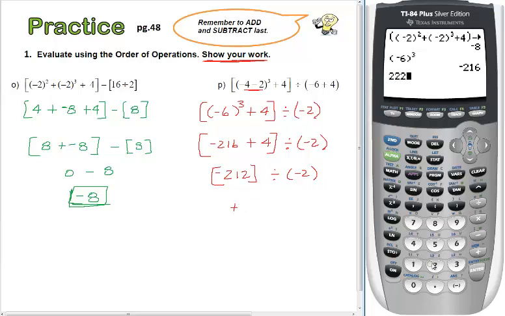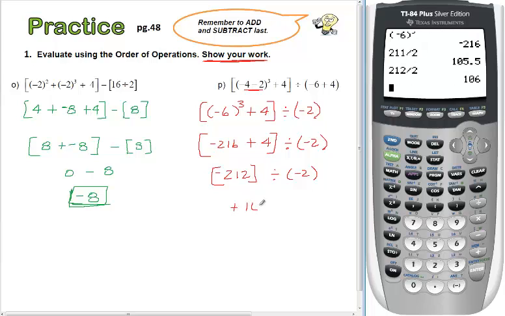212 divided by 2. I'm having trouble with the 1. The 1 is not coming up. There we go. 212 divided by 2, and that'll give us 106. So it looks like the answer is positive 106.